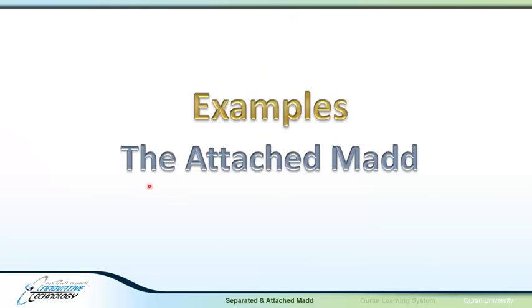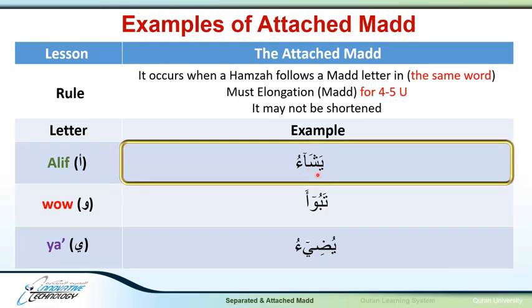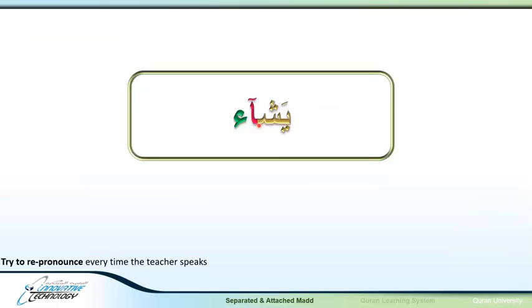Let's take examples of the attached mad. First example is related to the alif. The vowel is the alif, as in "yasha". In "yasha", we'll find that there is a mad letter, the alif, followed by the hamza in the same word. So we pronounce it with a mandatory elongation, "yasha".